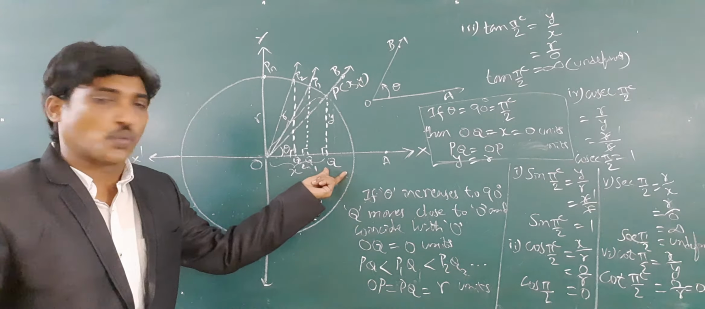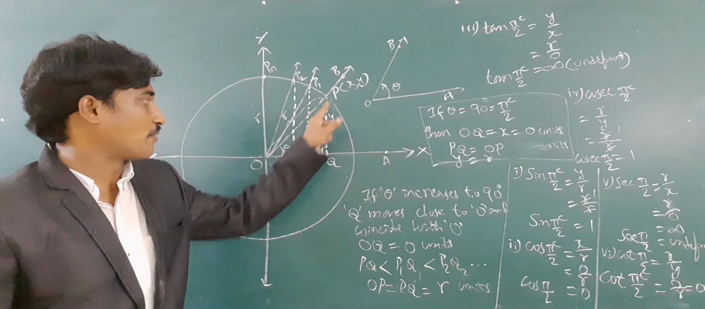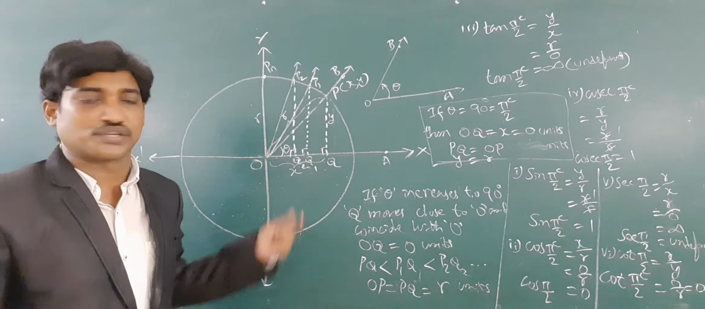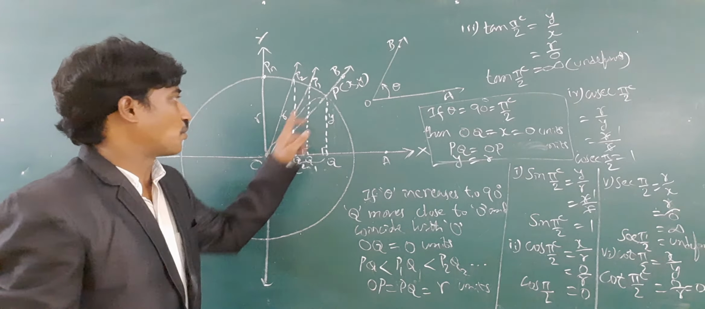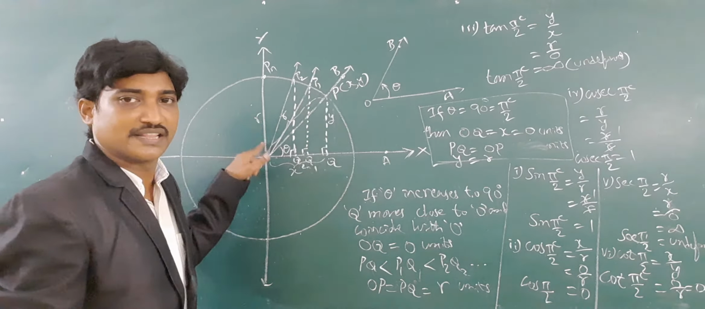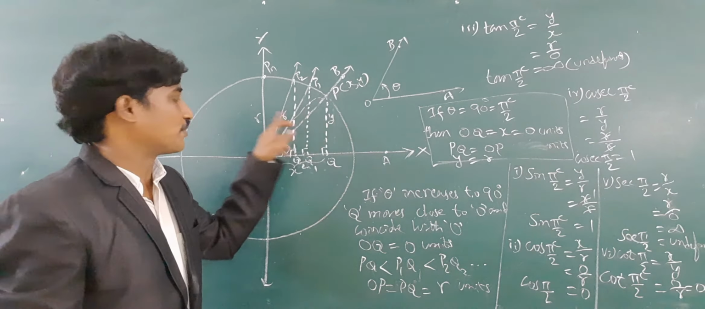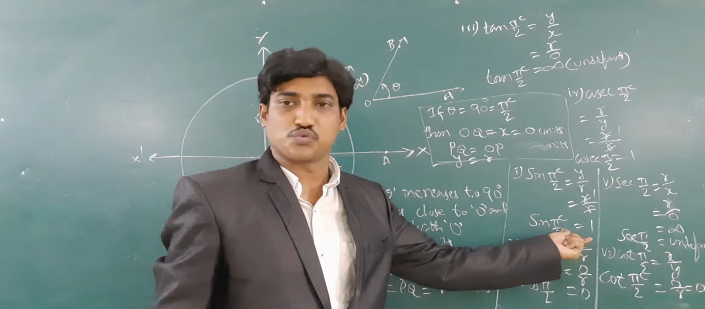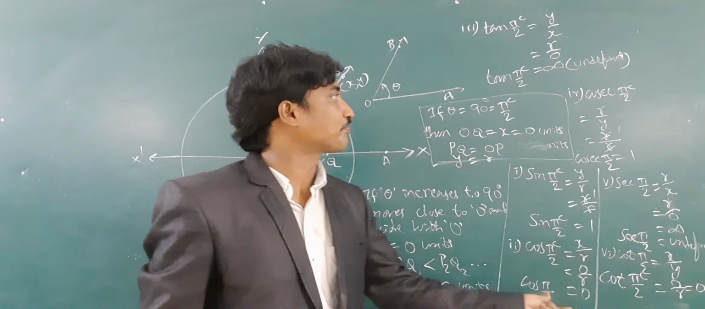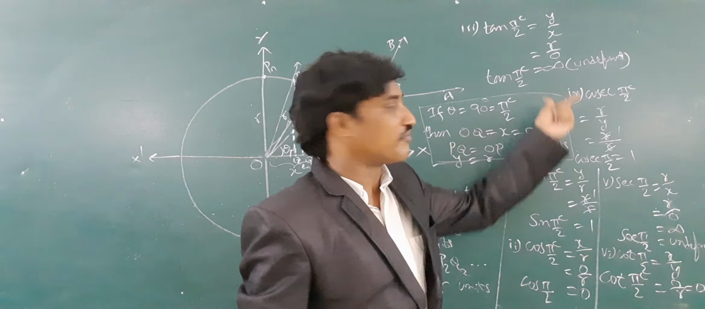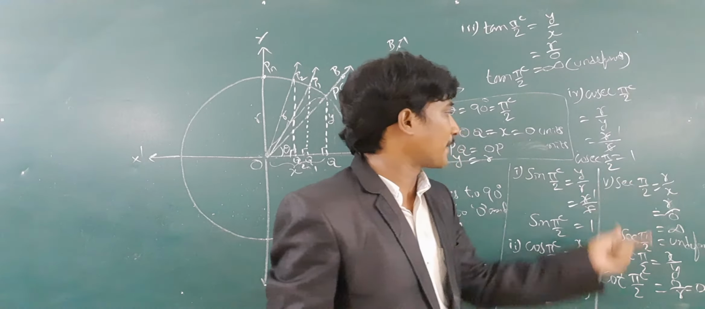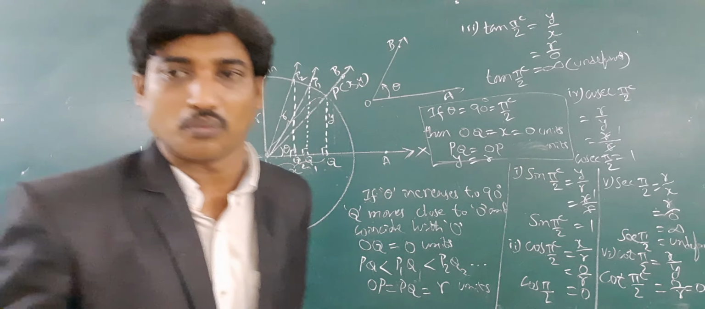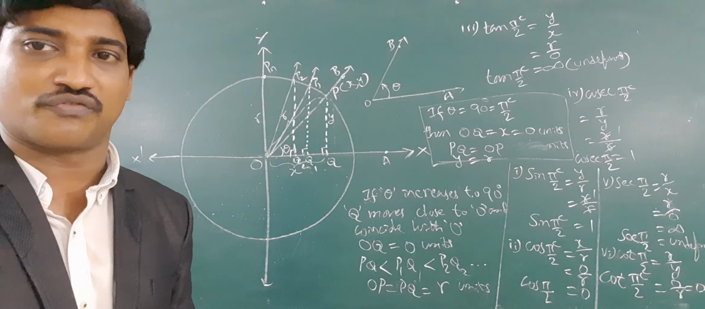So from this we came to know that when theta is 90 degrees, the foot of the perpendicular from P, which is Q, coincides with O, so OQ is 0, that is x is 0, and PQ coincides with OP, that is R. So y equals R. From this we know sin pi by 2 is 1, cos pi by 2 is 0, tan pi by 2 is infinite, undefined, cosecant pi by 2 is 1, secant pi by 2 is infinite, undefined, and cot pi by 2 is 0. These are the trigonometric ratios of 90 degrees.